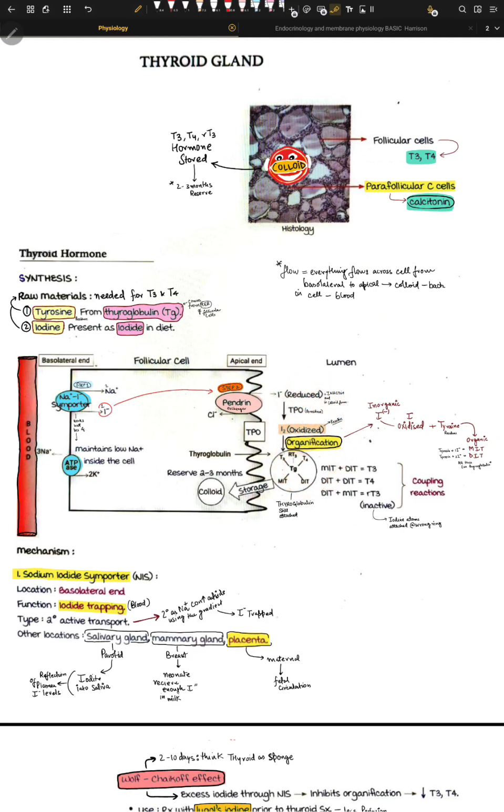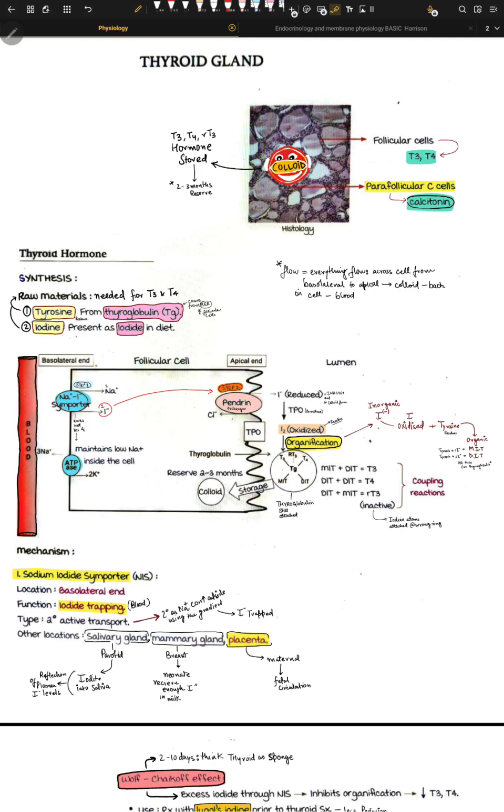When T3 and T4 are synthesized, they get inside a colloid, and then this colloid goes back inside the cell. It's really unique because not a lot of glands do that. What is happening here is that the synthesis of T3 and T4 is happening extracellularly. It's really unique; not a lot of endocrine glands do that.